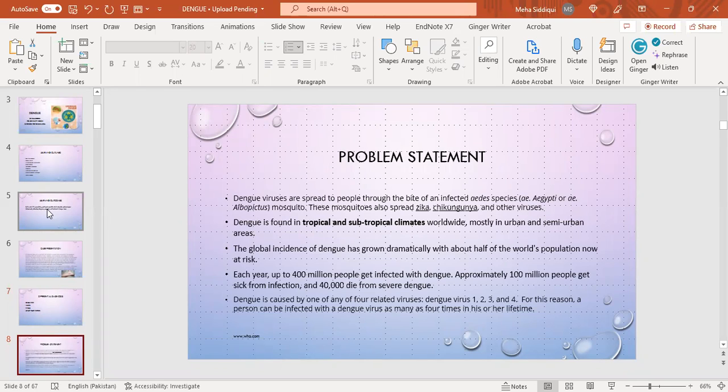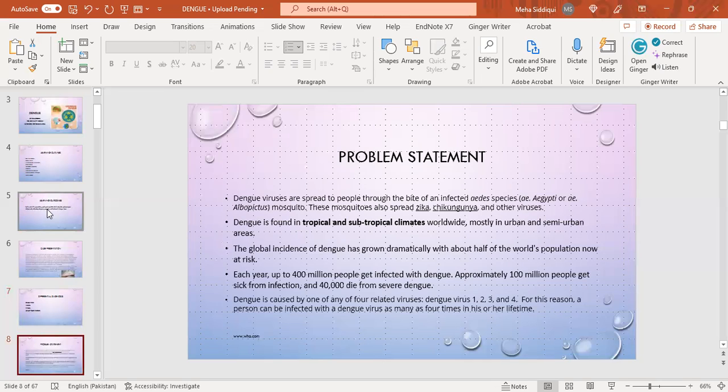Problem statement. Dengue virus spreads to people through the bite of infected Aedes species, that is Aedes aegypti or Aedes albopictus mosquito. These mosquitoes also spread Zika, chikungunya, and other viruses. Dengue is found in tropical and subtropical climates worldwide, mostly in urban and semi-urban areas.